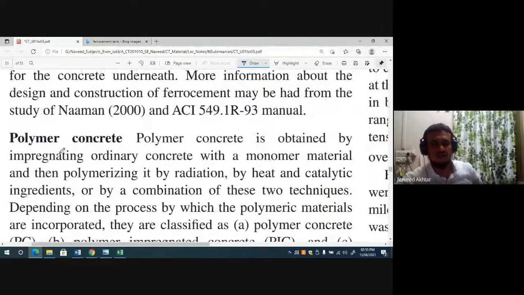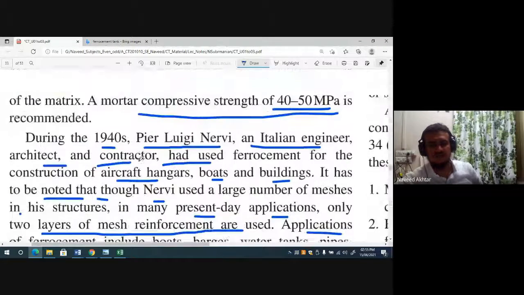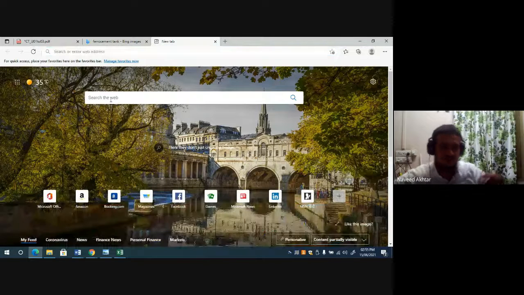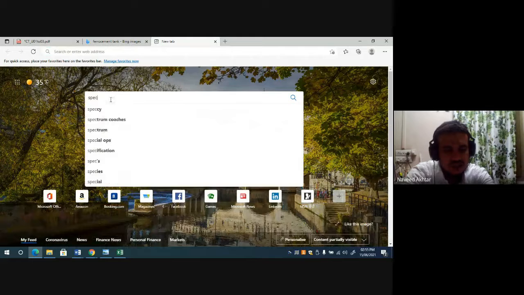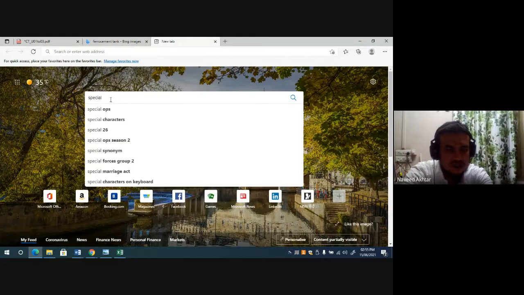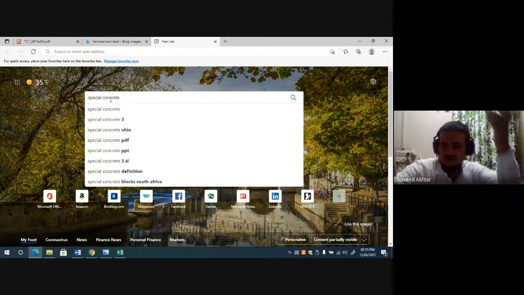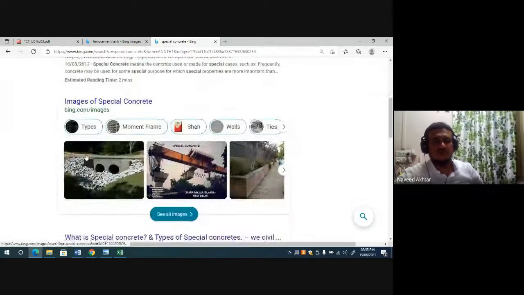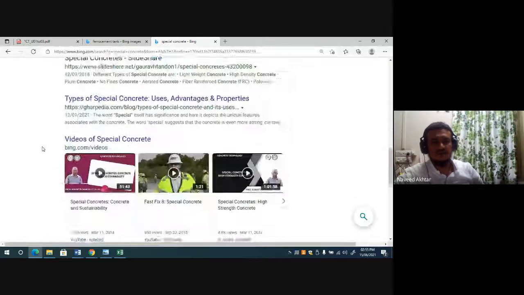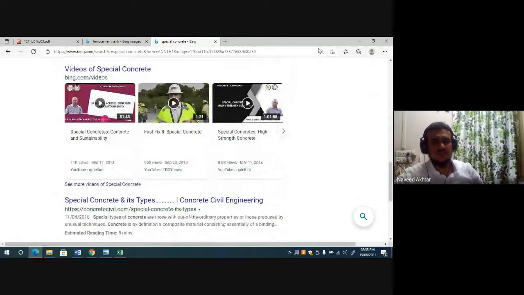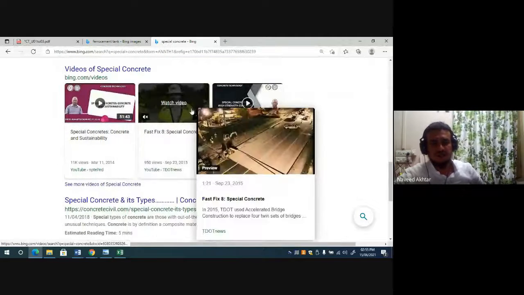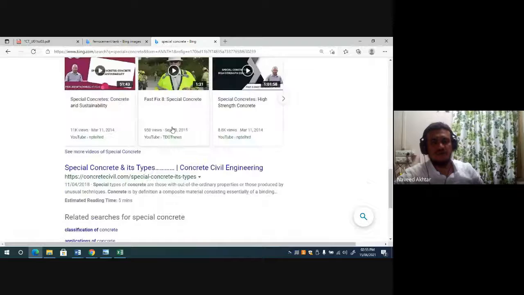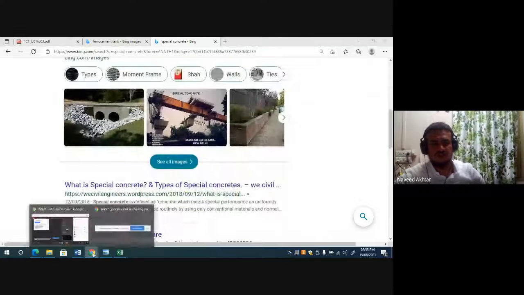Okay, there are many such polymer concretes, and we will see them in the next class. You can search special types of concrete, and you will get many such concretes you don't know. That is also available, and you can search and find out special types of concrete. Many videos are there. Videos are also there, and images and literature are also available. You can search and you can verify.